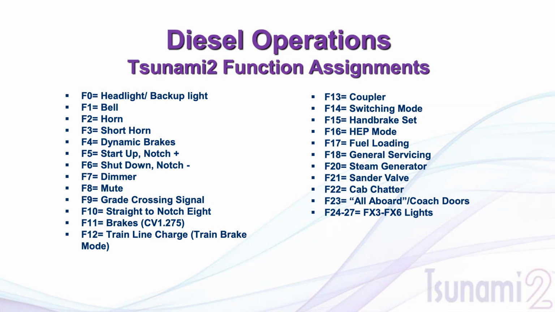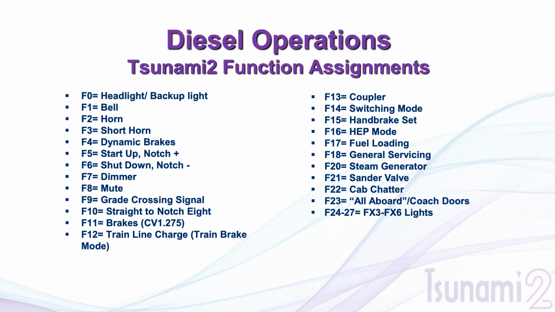Now with diesel operation, we look at our function mapping chart, and you can see a lot of the same type of things that you're going to see in our steam. So there's a lot of compatibility designed for when you're running those locomotives. So in the differences, F4 is dynamic braking, whereas on our steam locomotive, it was the cylinder cocks. But you're going to see a lot of the same type of thing. F5, F6 is our notch up and notch down. F11 is our brake application. F12 is our train brake charge. Things like that. F17 is our fuel loading, as we talked about again.